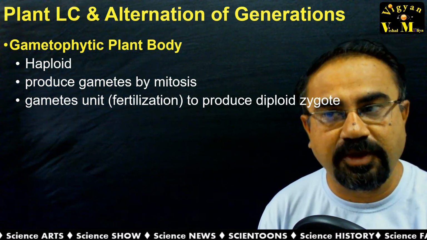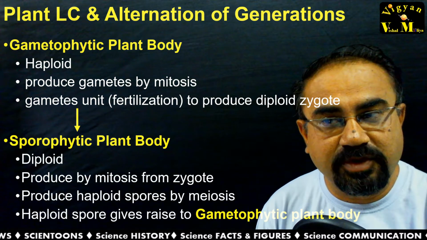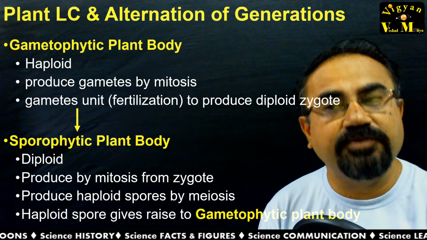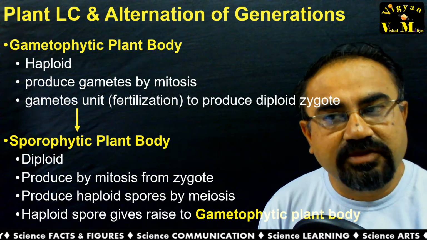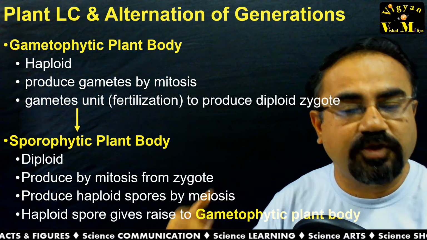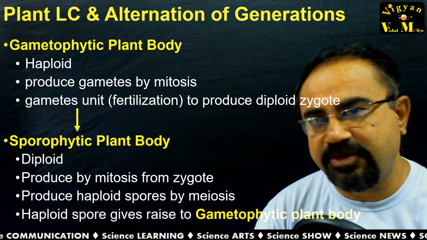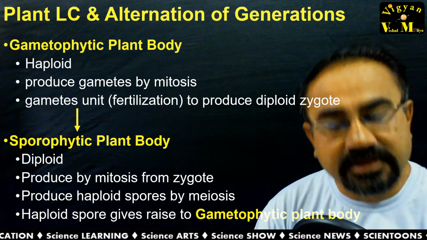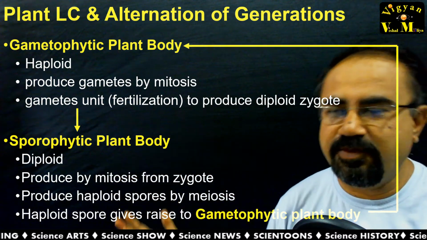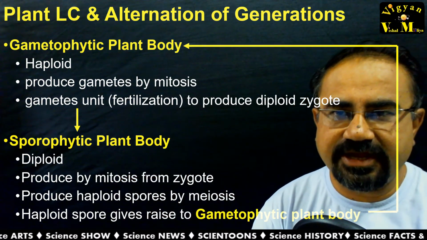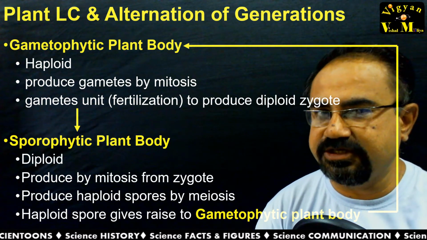This zygote is diploid. The zygote gives rise to the sporophytic plant body. This sporophytic plant body is diploid. It is produced from the mitosis of the zygote, and this entire sporophytic plant body gives rise to haploid spores by meiosis, that means the reductional division. The haploid spores give rise to the gametophytic plant body, and this gametophytic plant body again continues the entire life cycle. This is how the alteration of generation happens.